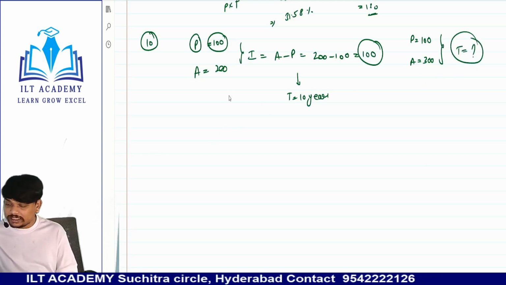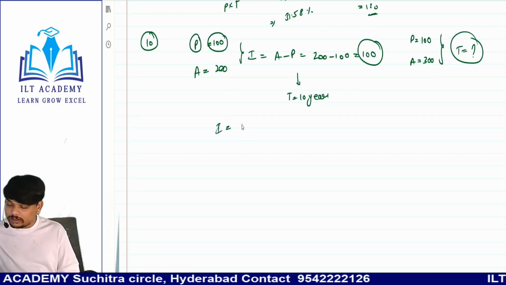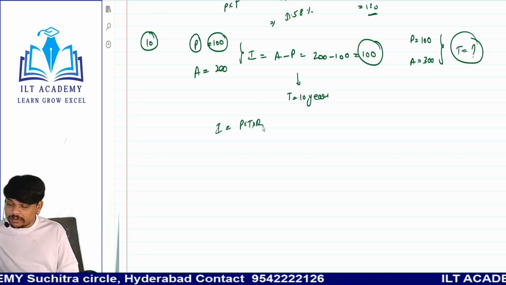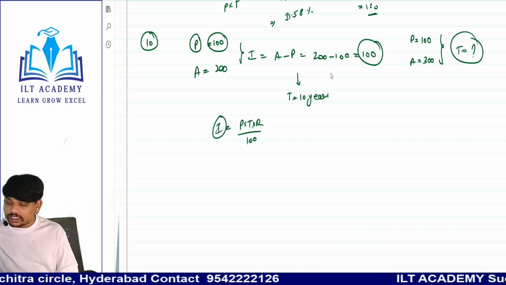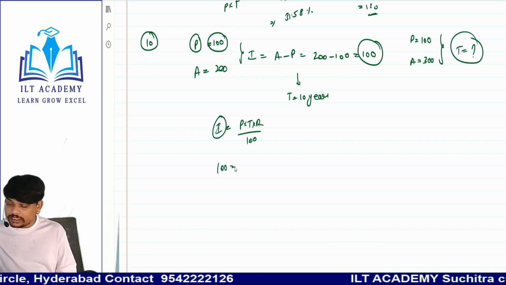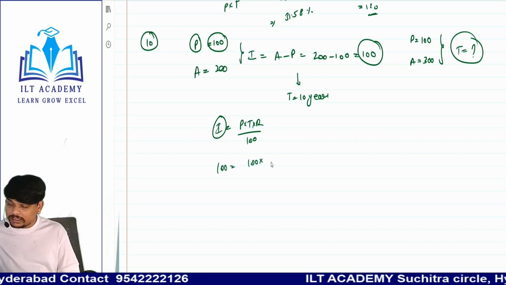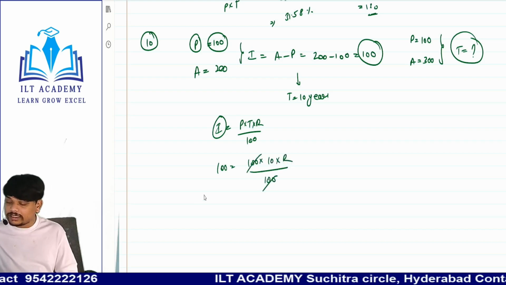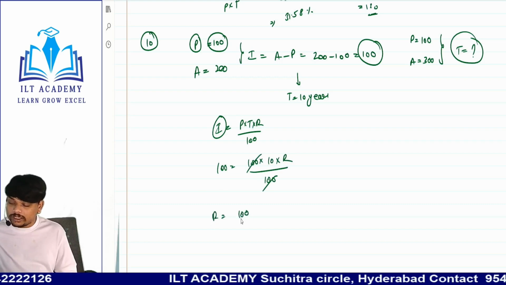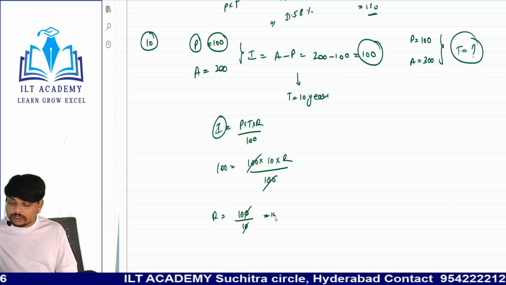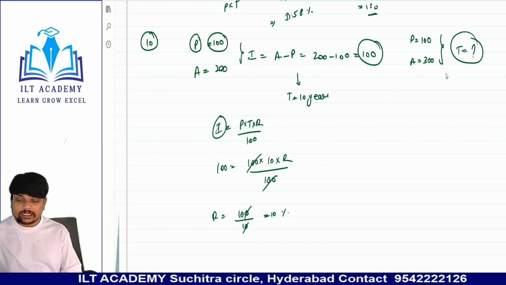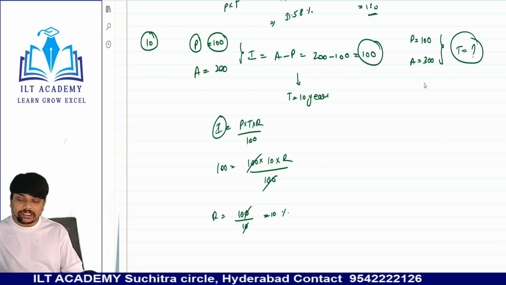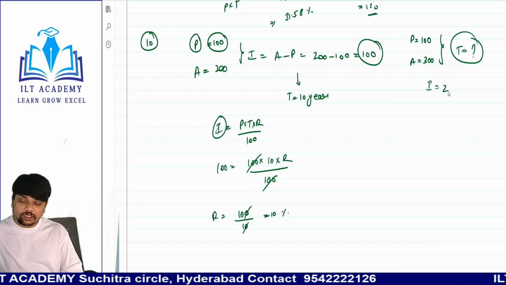So let us understand here, I is equal to P into T into R upon 100. Now in this what we are having, 100 is interest, principal is also 100, time is 10 years, rate we don't know, R by 100, 100 cancel. So rate is equal to 100 upon 10. So 10 percent is the rate. Now amount is 300 and principal is 100. So interest will be 200.